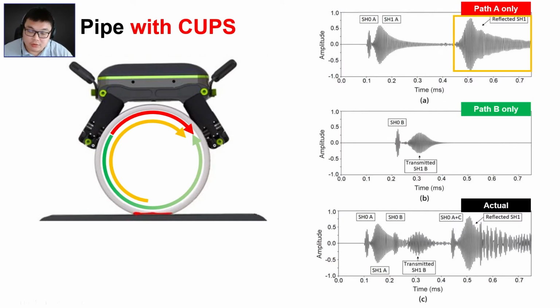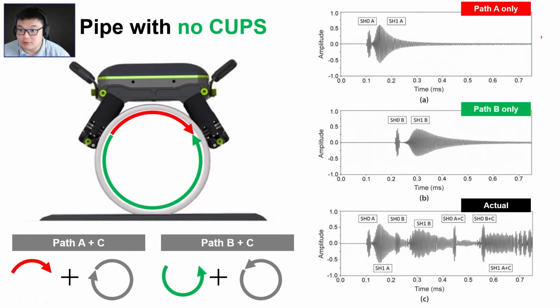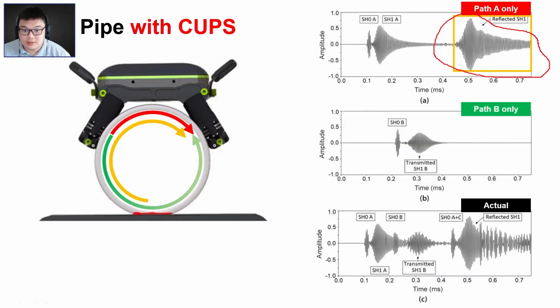In the second scenario, we have the case with cups in the pipe. If we first look at the results from path A only, we realize that there is an extra bit of signal that appears later after the first typical path A results. If we compare that to a good pipe, you notice that there's no extra reflection over here. This is caused by the reflected SH1, caused by the reflection of the path B signal.